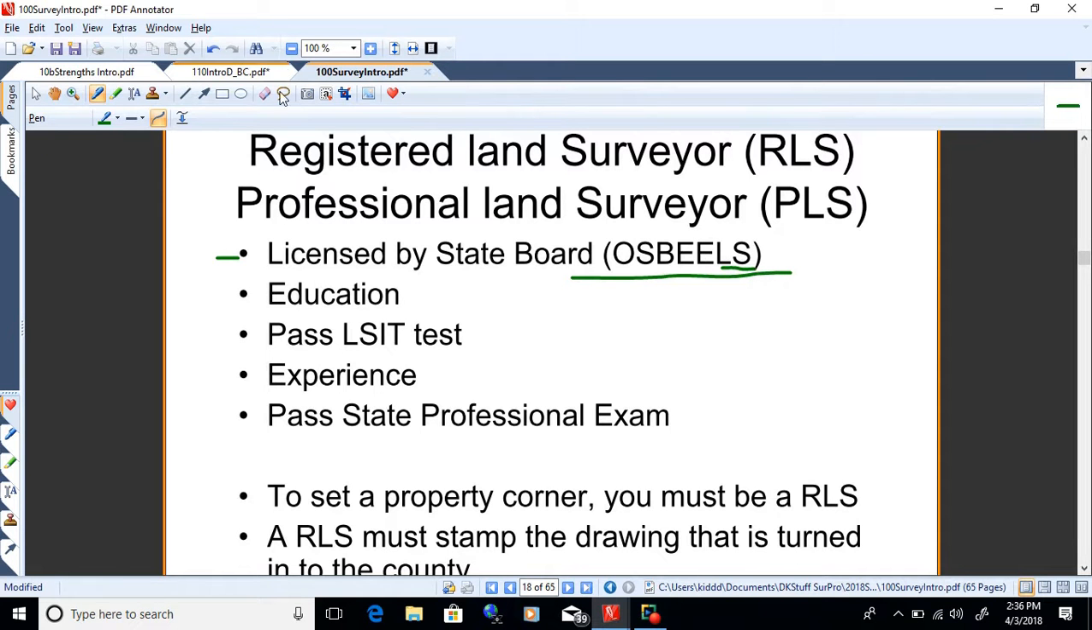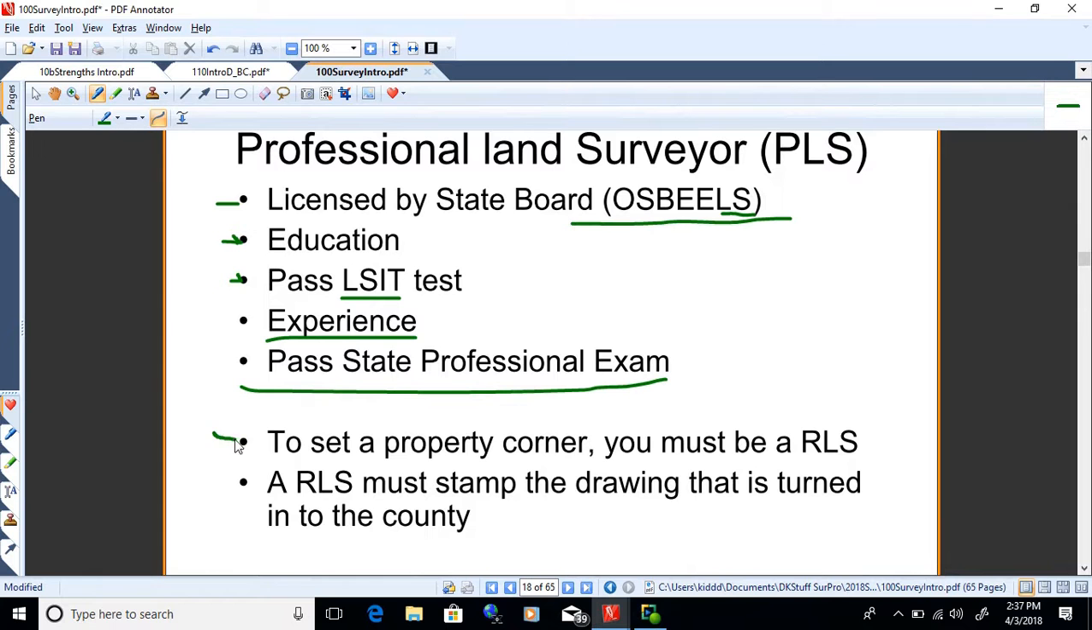Okay. You got to have enough education in Oregon. It's 4 years. You got to pass the LSIT test, which is a land surveyor in training. You got to have, I think it's 4 years of experience here in Oregon, and then pass a professional exam, which covers land law primarily.